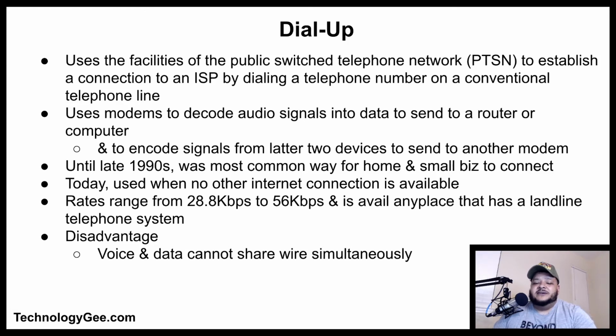Dial-up has rates ranging from 28.8 kilobits per second to 56 kilobits per second and is available any place that has a landline telephone system. A disadvantage of telephone dial-up is that voice and data cannot share the wire simultaneously.